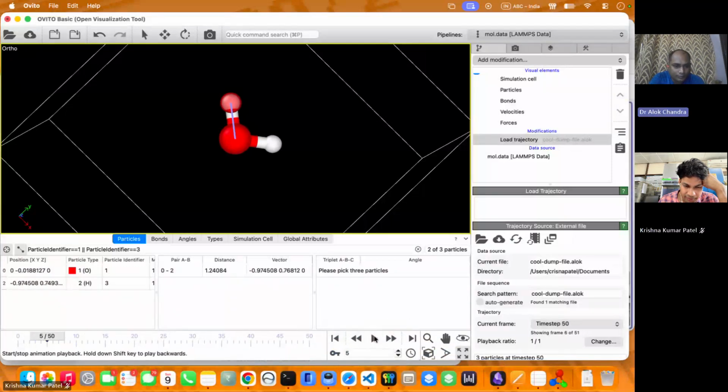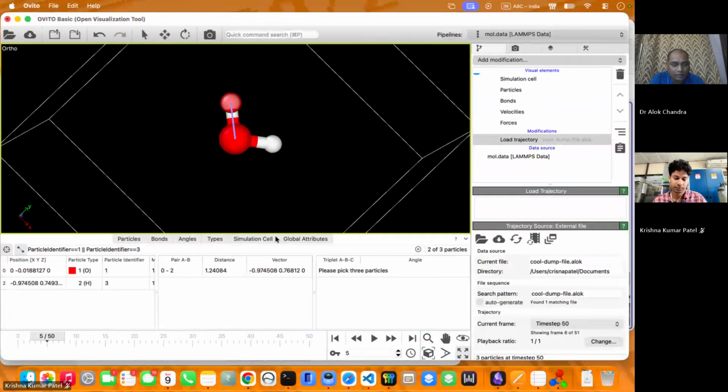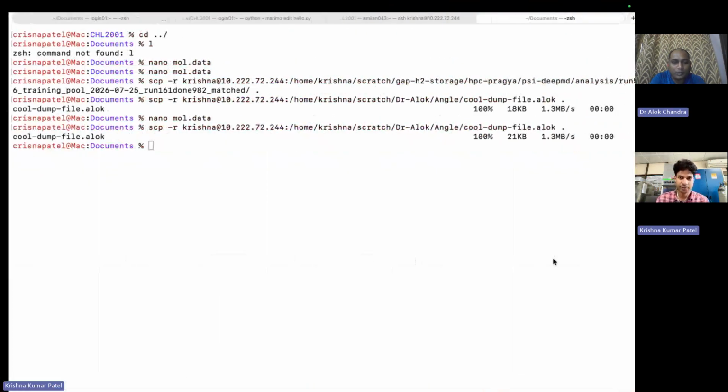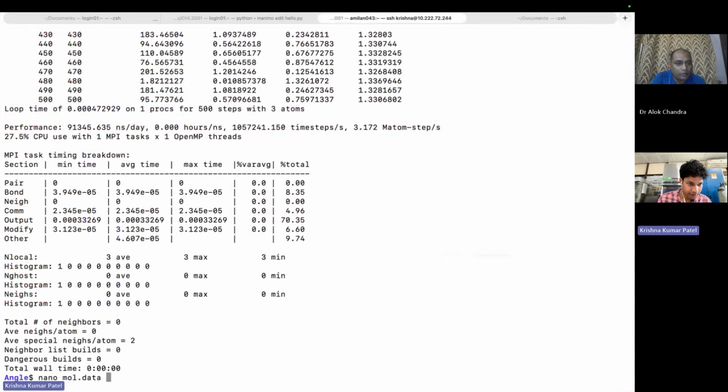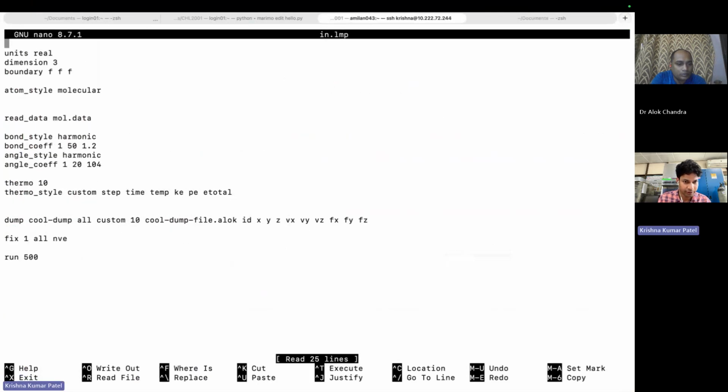Actually, I have some doubt. In the original file, not the molecule file, where we have used the harmonic, the LAMMPS input file, in that harmonic equation, no, sorry, was it Morse? No, we use harmonic. Here, we used harmonic bond. Okay, I got it. Both bonds and angles are there.